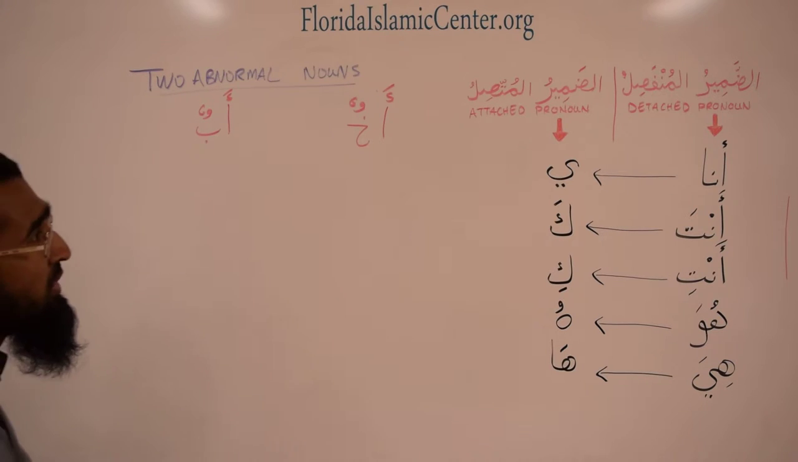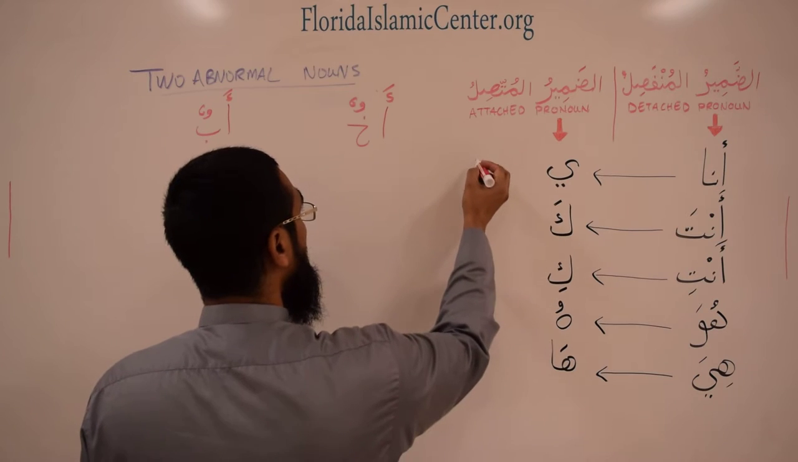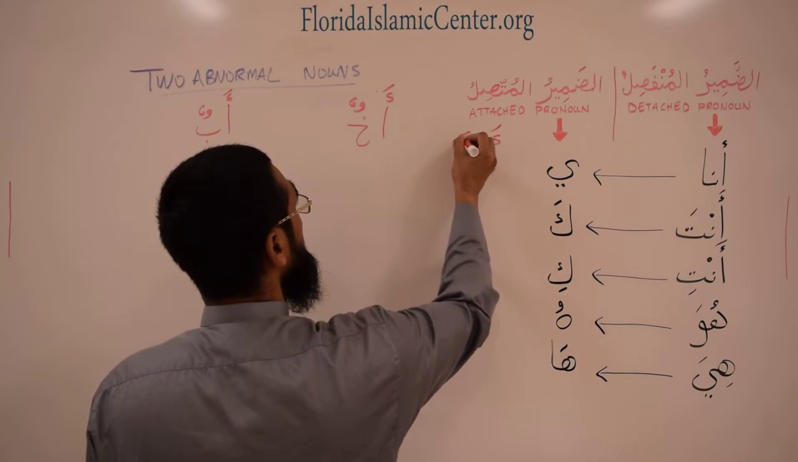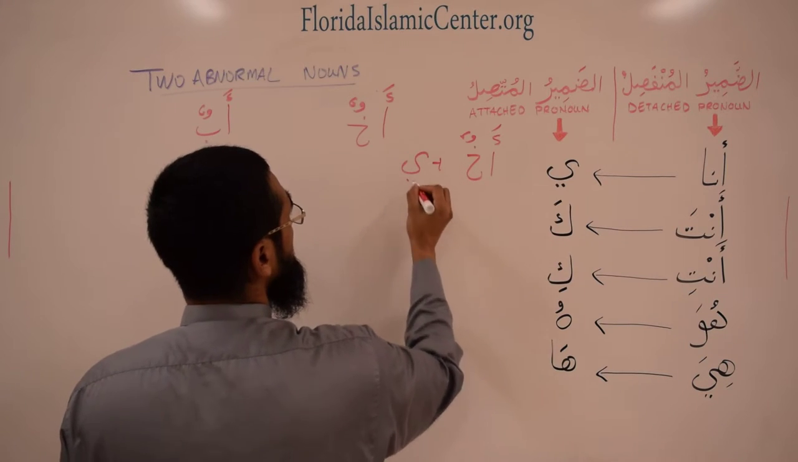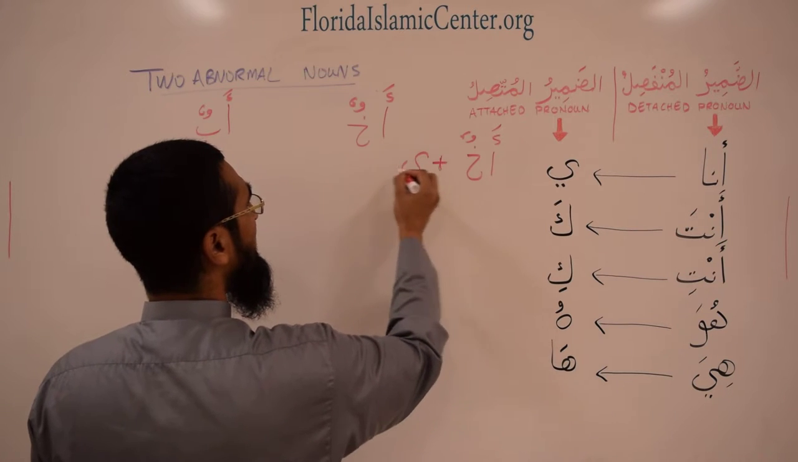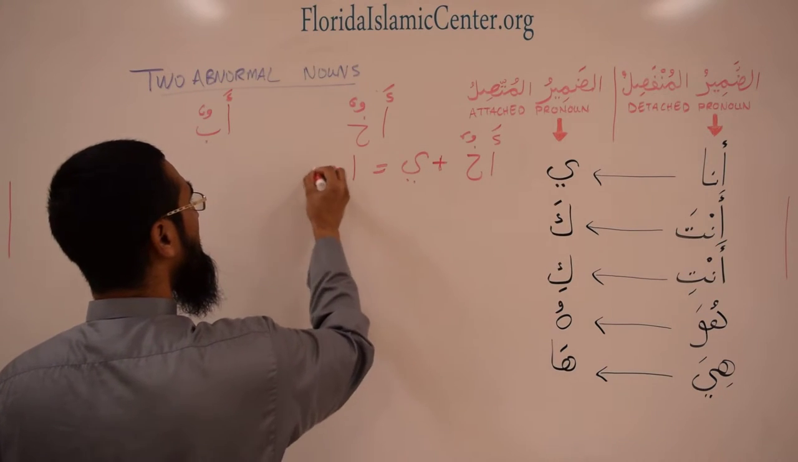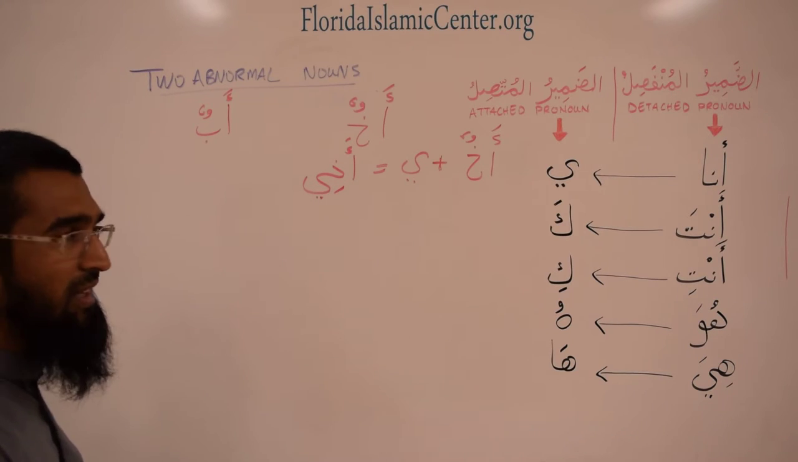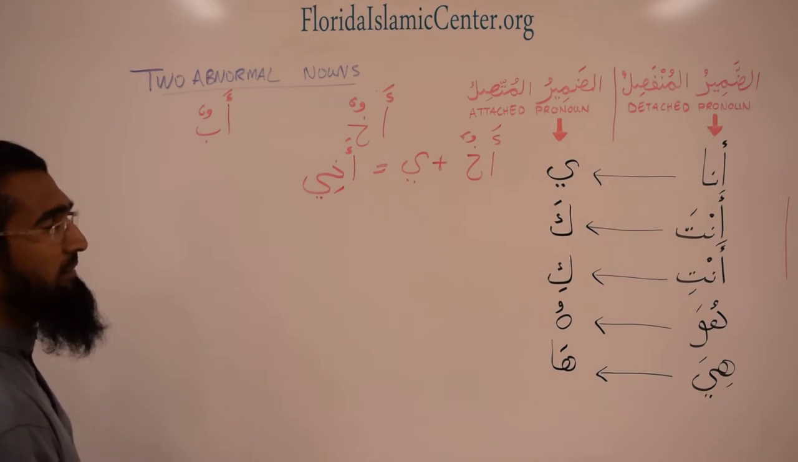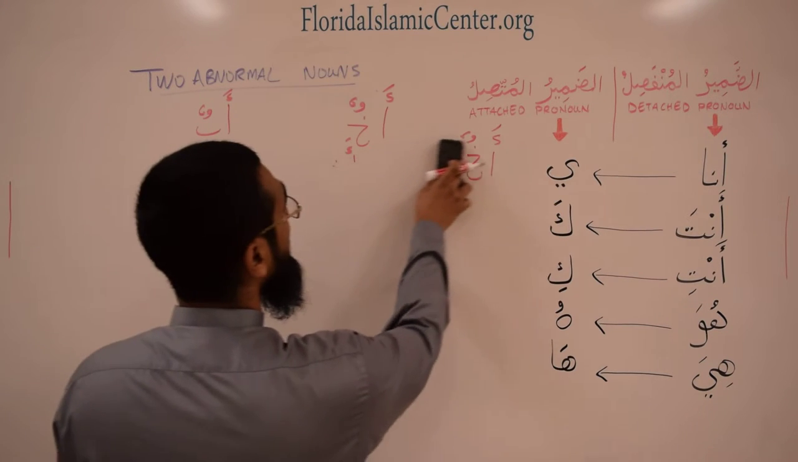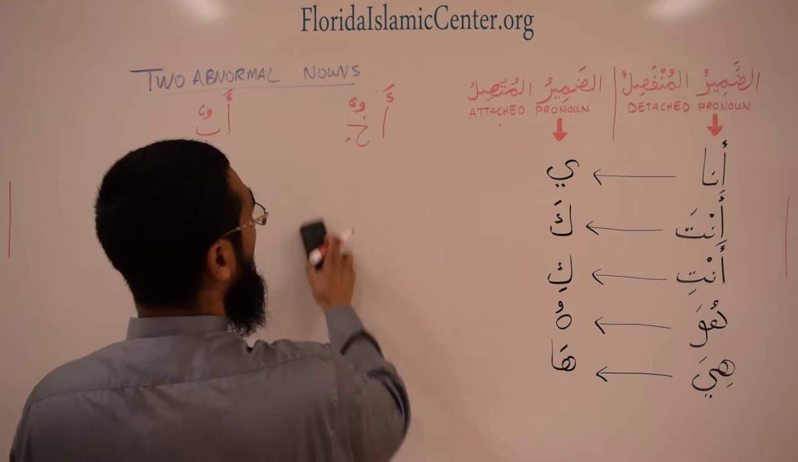So let's see what it looks like with a ya. You take the word akh and you add a ya. According to the rules we just learned, you will get the word akhi, my brother. That's normal. That's what we've been learning all the time. That's correct. So it stays normal for the ya.